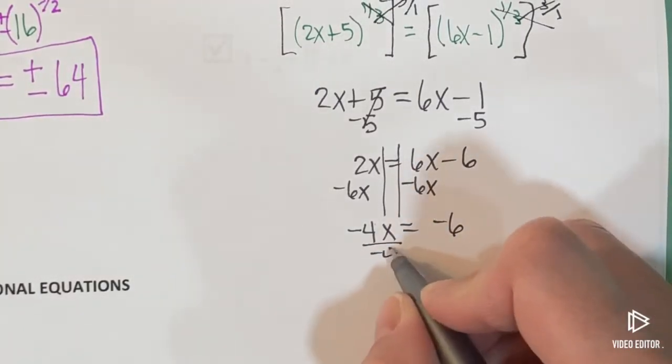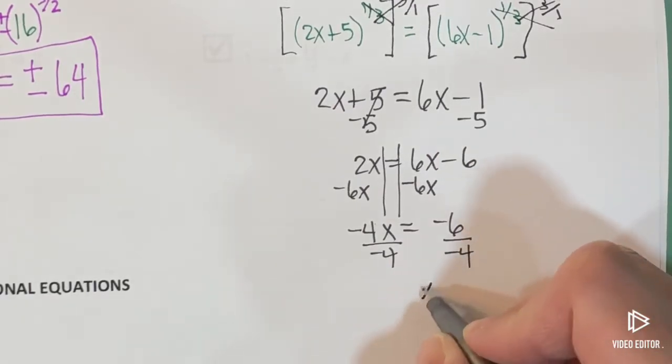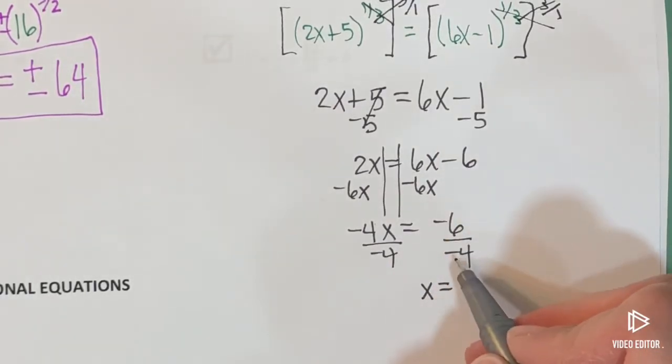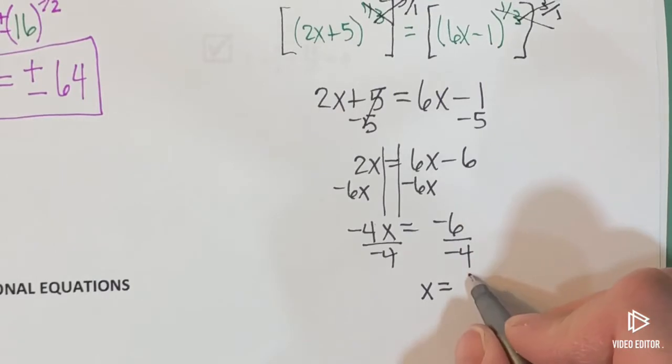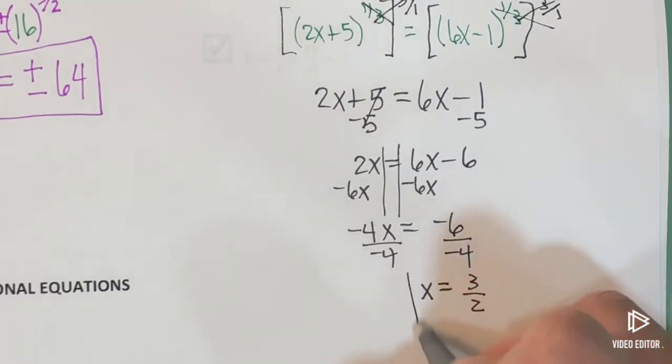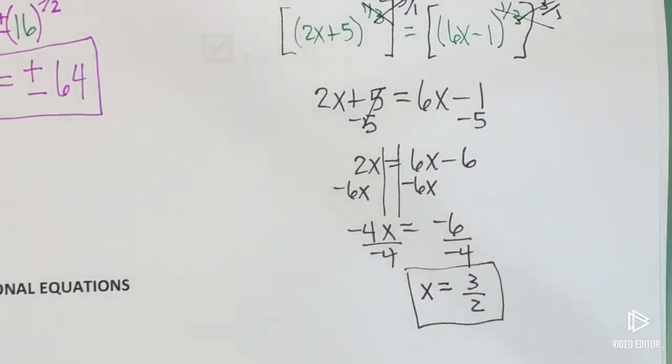To solve for x, divide by negative 4. If I reduce, negative over negative is positive. 6/4 is 3/2. And remember, you could type that in your calculator. It's going to give you a decimal, but hit math, enter, enter. It'll get you back to a fraction.